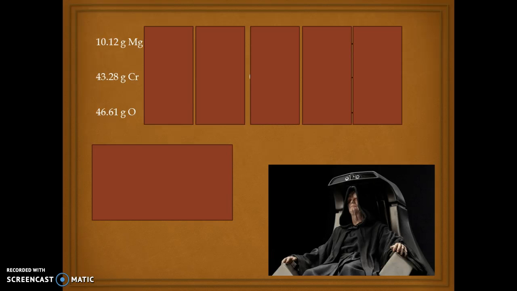So step 1 is you're going to treat your percentages as if they are grams, and I've already shown that here. Step 2 then says to take those grams and convert them to moles. So pause and see if you can do that.